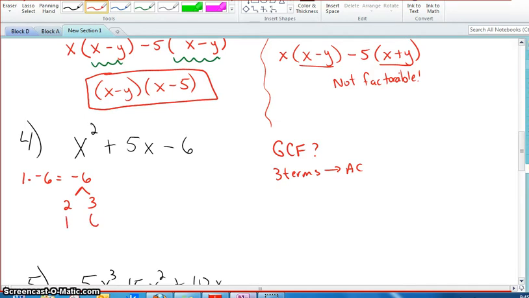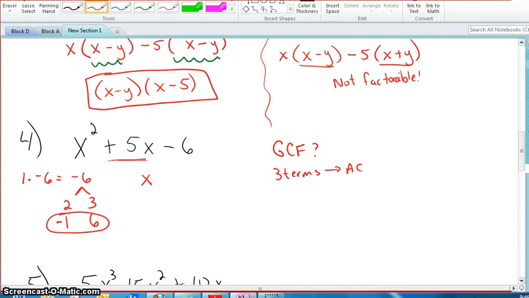What about 1 and 6? Well, I need it to be a negative 6 when they multiply and a positive 5 when they are added together. So that means it's a negative 1 and a positive 6. Those are my 2 factors.